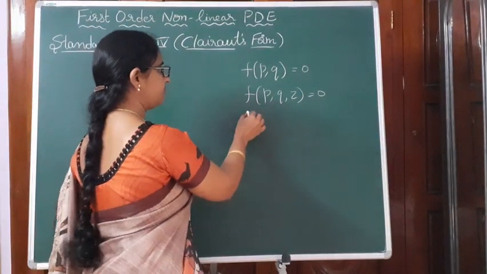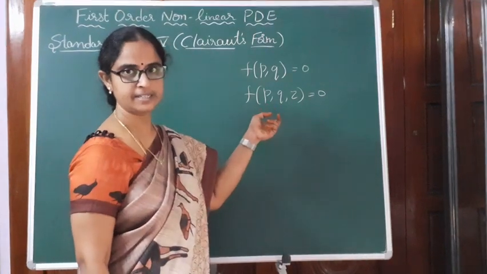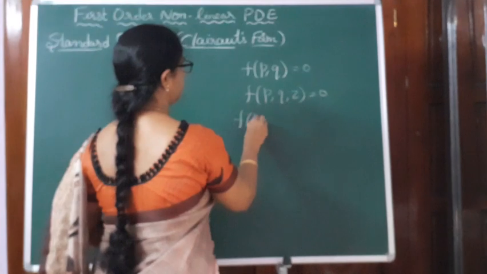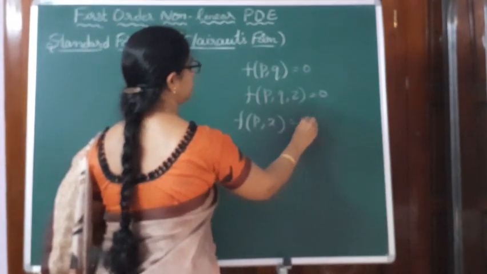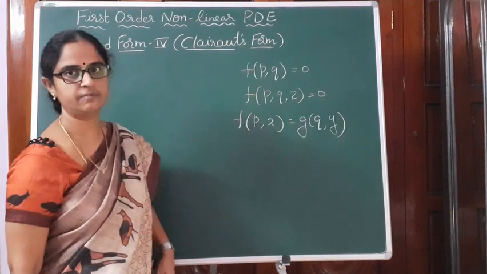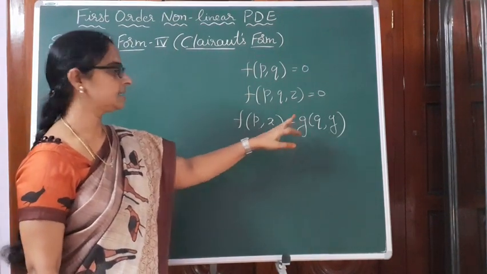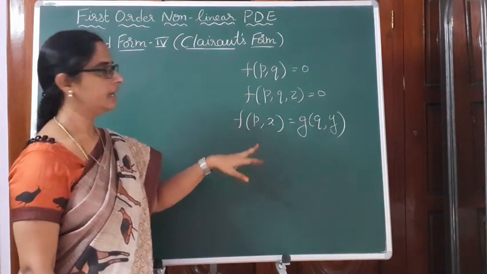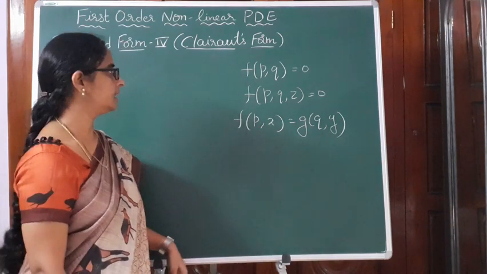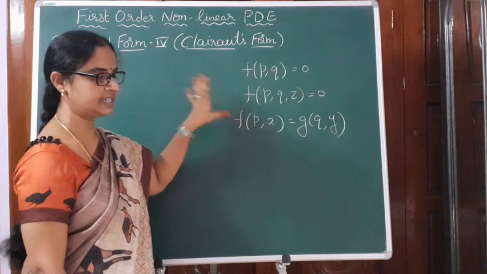And coming to standard form 3, which is also called the variable separable form, that is f of p comma x is equal to g of q comma y. That is a non-linear partial differential equation which involves p, x, q, y terms, not z, where p, x terms can be separated from q terms. So in the earlier lectures we discussed the three standard forms.